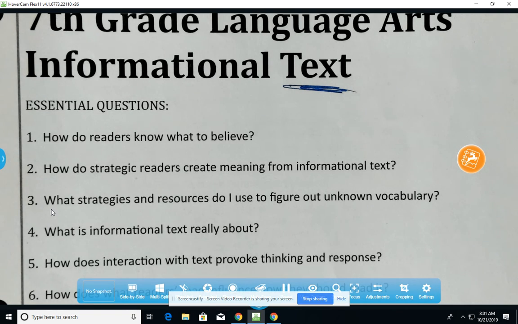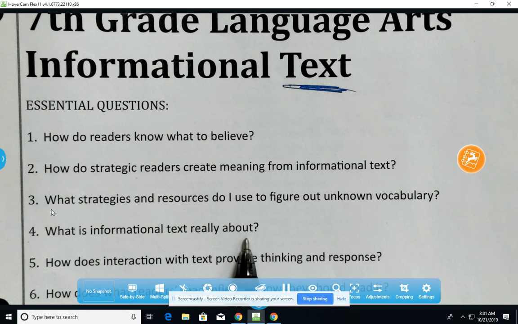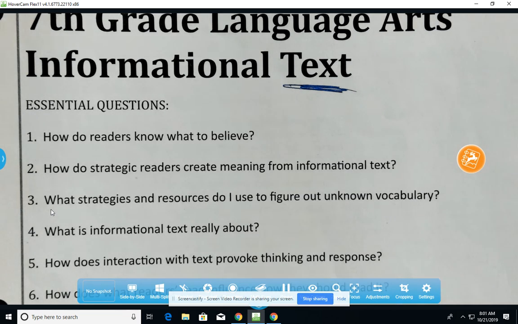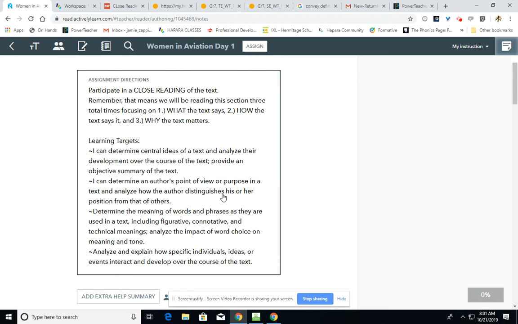informational essential questions. How do readers know what to believe? What is informational text really about? And how does interaction with text provoke thinking and response? As we close read, we are going to be close reading a section from this piece. And with this section, we are going to look at 3 phases during our close reading, just like always.